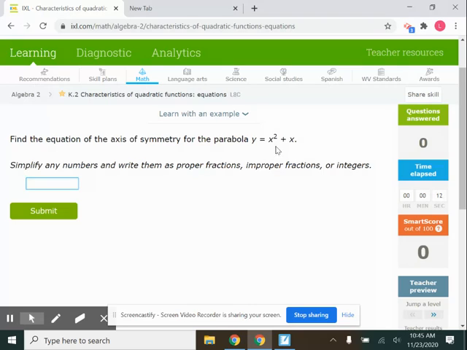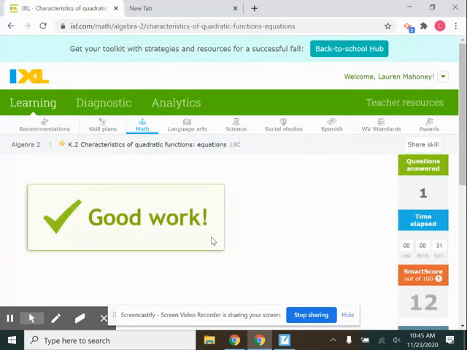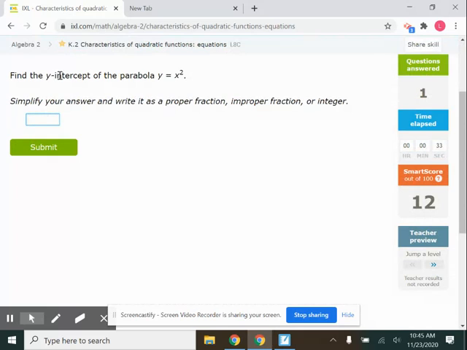So find the axis of symmetry. The axis of symmetry is the x-coordinate of the vertex. So I would do my negative b over 2a, which would be my negative 1 over 2 times 1, so negative 1/2. Axis of symmetry is always equal to an equation. So this would be x equals negative 1/2. This one is finding the y-intercept. The y-intercept is the c value. There isn't one here, so the answer would be 0.